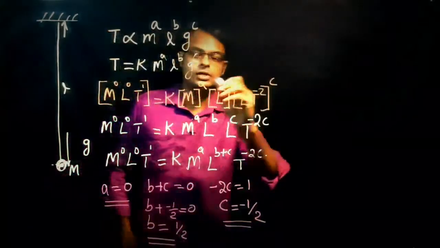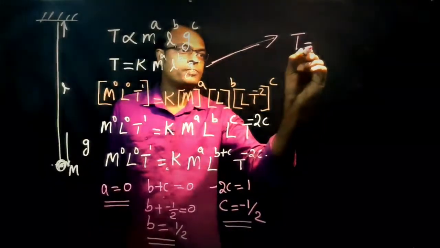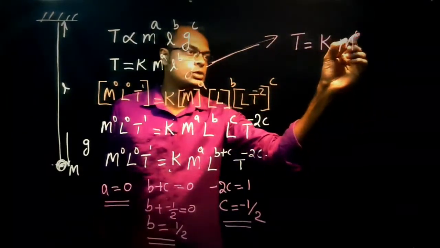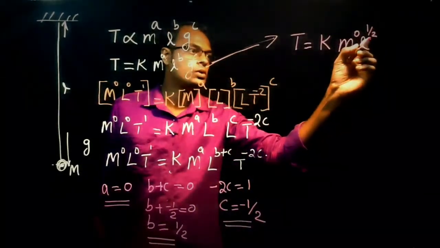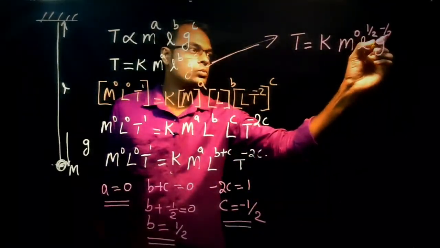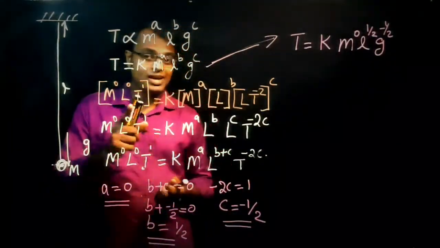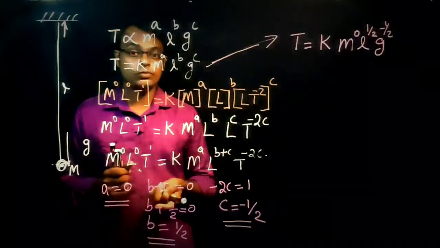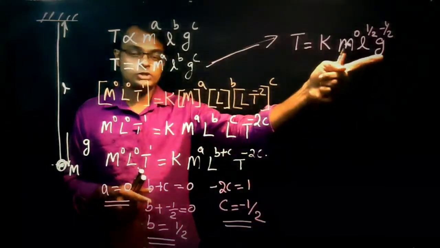Now let's substitute in the equation. Our equation is T equal to k into mass to the power a, that is 0, length to the power b, which is 1 by 2, and the last one, g to the power c, where c is minus 1 by 2. So what did we assume before? The time period may depend upon the mass of the pendulum. You see here M to the power 0, so what we assumed is wrong. Nothing is related to mass here. Length depends and g also depends.